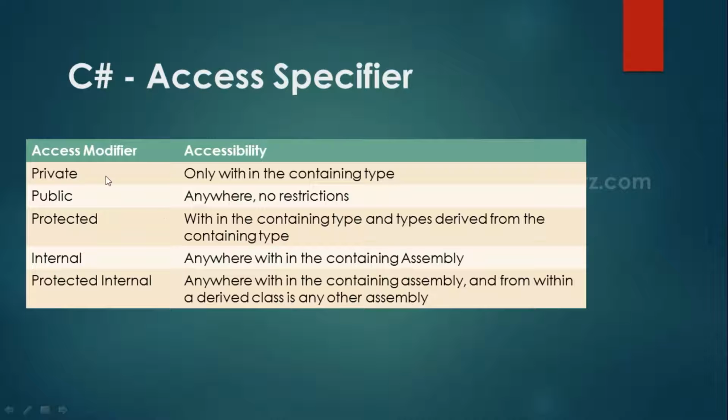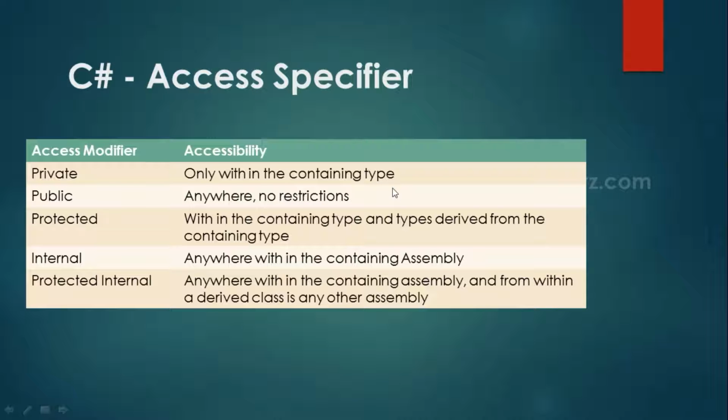Let us take each access modifier. Whenever I pronounce modifier or specifier, both are the same. So let us see each specifier or modifier with an example. Let us start with the private access modifier. Remember that private members are available only within the containing type. Type in the sense here, please remember, it's a class.